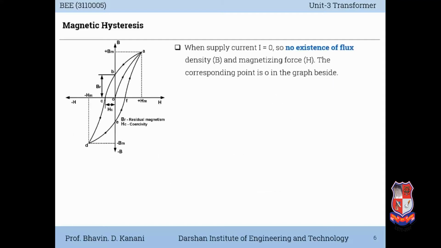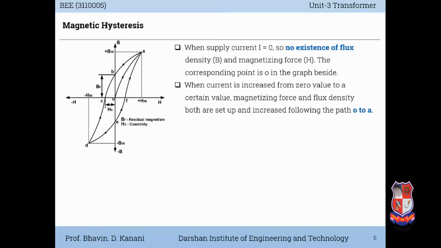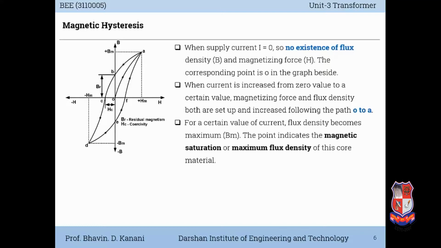From this diagram, when supply current is 0, there is no existence of flux density and magnetizing force. That means B is equal to 0, H is equal to 0. This is at the origin point O. The corresponding point is O in the graph beside. When current is increased from 0 value to a certain value, magnetizing force and flux density both are set up and increased following the path O to A. Friends, for this explanation, you have to refer to this diagram. Keep understanding and also refer to this diagram so that you can have better understanding.